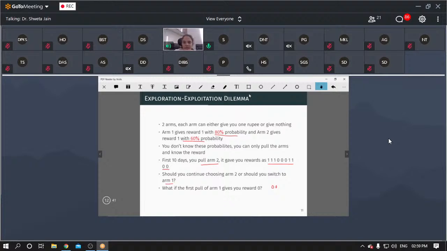Right, that can happen. It's 80%, it's not 100% probability. Then should I assume that this arm is bad and get back to arm 2, or should I explore arm 1 further? These are the kind of questions that we want to solve.